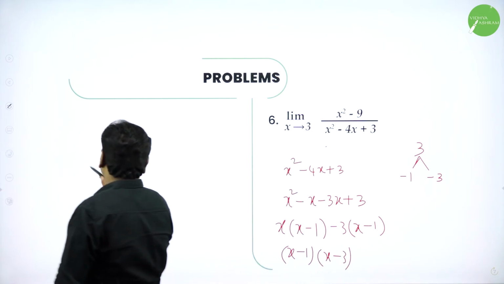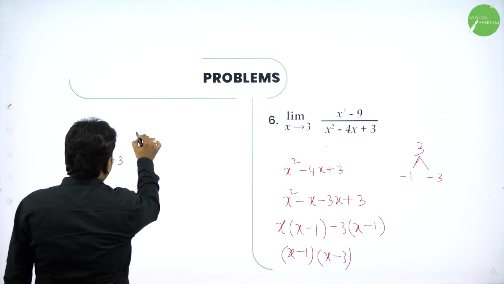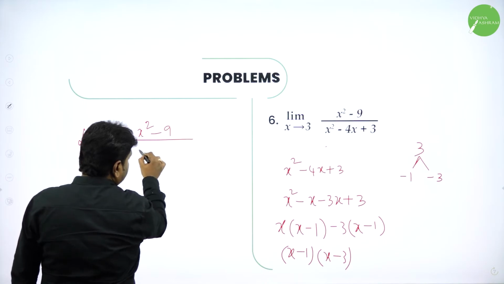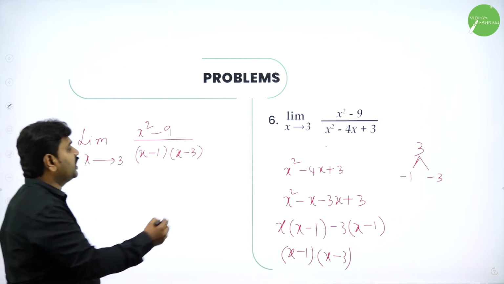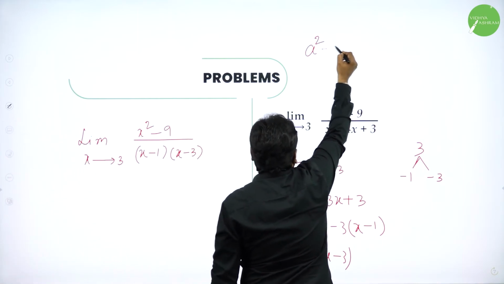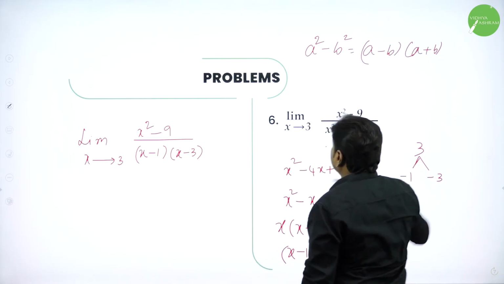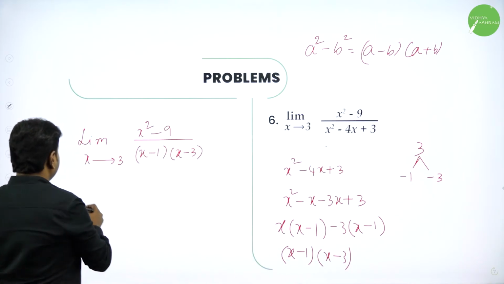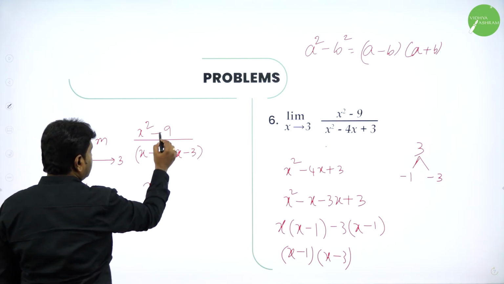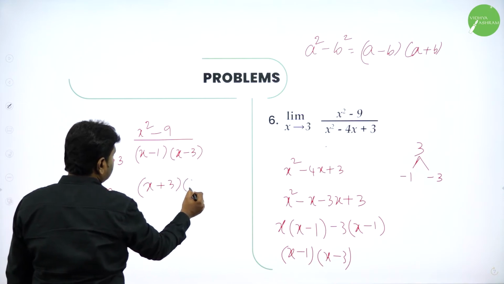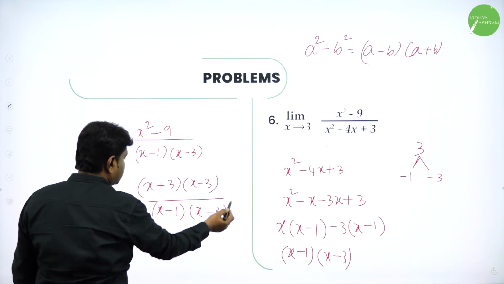So the given problem I can write as limit x tends to 3, x square minus 9 divided by x minus 1 into x minus 3. Further, you can factorize the numerator. The numerator is in the form of a square minus b square. What is meant by a square minus b square? A square minus b square is a minus b into a plus b. So limit x tends to 3, x square minus 9 can be written as x plus 3 into x minus 3. In the denominator we have x minus 1 into x minus 3. Now I can cancel x minus 3, x minus 3.